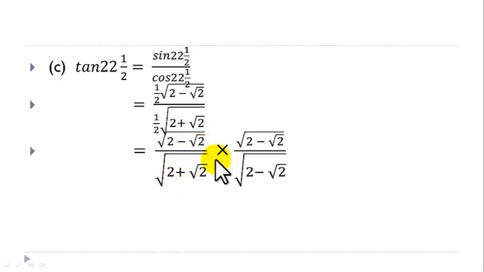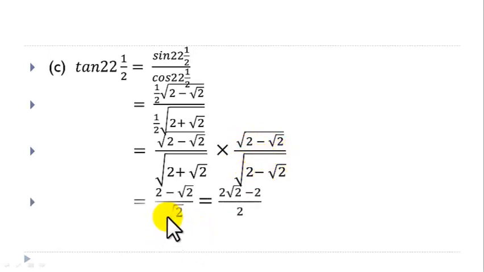If we multiply and divide by the square root of 2 minus root 2, all over the square root of 2 minus root 2, this will give us 2 minus root 2 all over root 2. And this is equal to 2 minus root 2 minus 2 all over 2. If we divide through by 2, that will then give us tan 22 and a half equal to the square root of 2 minus 1.